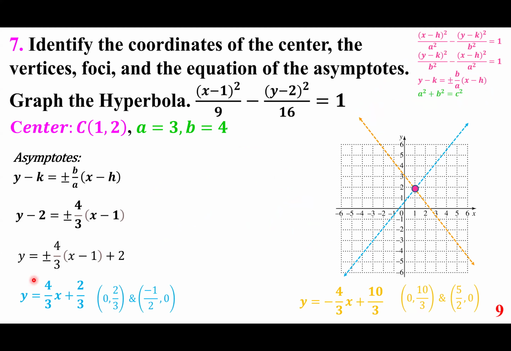Now, we go back to the equation. We notice this has a positive value, therefore it opens sideways. So all you have to do is find the value of a. We already have it. So from the center, go a units, 3 units, to the right and left. If I want to go to the right by 3 units, this becomes 1 plus 3, 4, so (4, 2). If I want to go to the left, 1 minus 3 becomes negative 2, so (-2, 2).